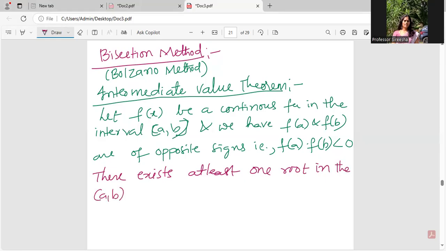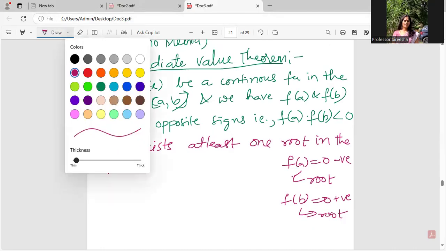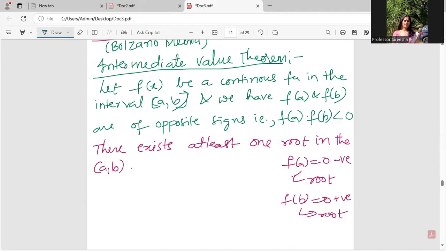Open interval a b. Why? Because f of a and f of b are not 0. If f of a is equal to 0, a would have been the root. If f of b is equal to 0, b would have been the root. Right? No, one is positive, one is negative. So between a positive and a negative only, a root can be there. There exists at least one root in the open interval a b. The bisection method completely runs on this only.